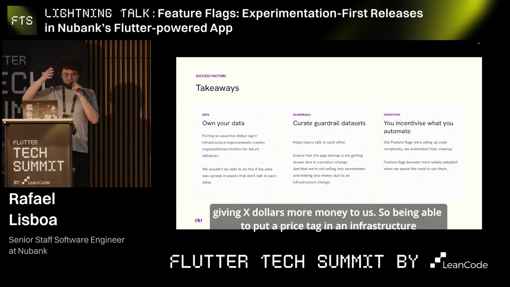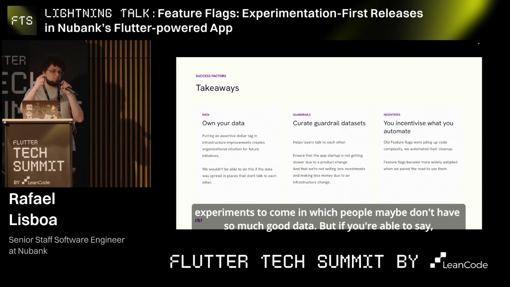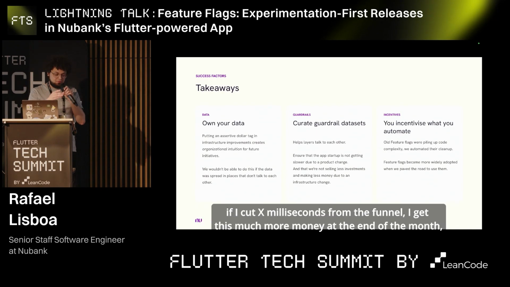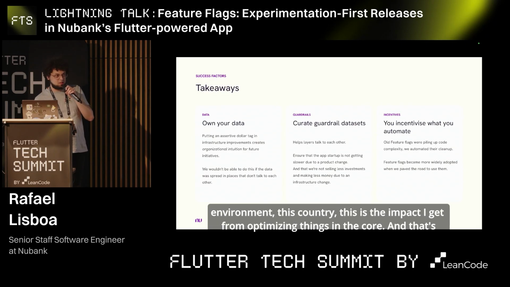So being able to put a price tag on an infrastructure improvement, not just for that one experiment, but for the future experiments to come, in which people maybe don't have so much good data. If you're able to say, if I cut X milliseconds from the funnel, I get this much more money at the end of the month, this is forever, right? You will always know, okay, this kind of customer, this kind of environment, this country, this is the impact I get from optimizing things in the core.